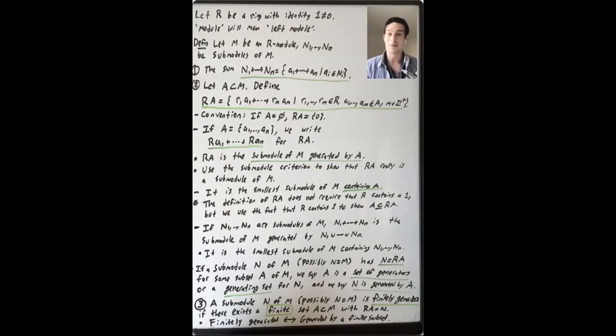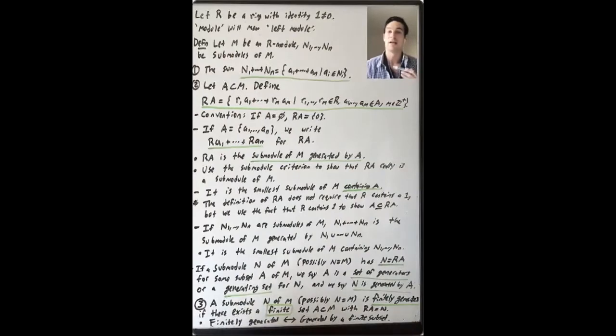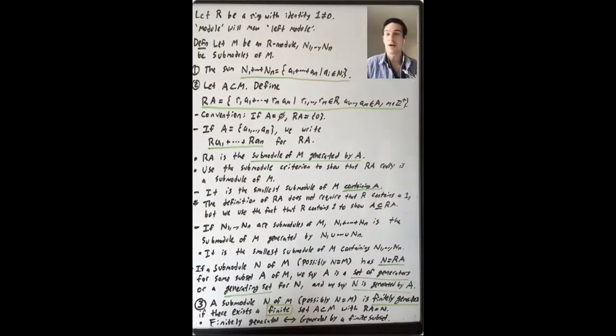Like Dummit and Foote, I use this convention throughout: when I write module, what I mean is left module. When R is commutative, which it is most of the time in my mind for the applications and situations I'm most interested in, when I just say module, I'll mean left module. But when R is commutative, there's no distinction between module and left module.